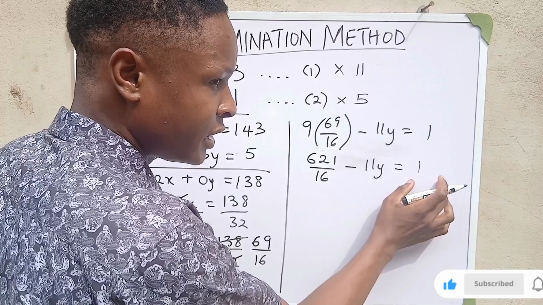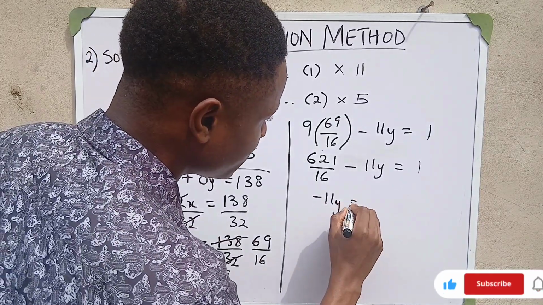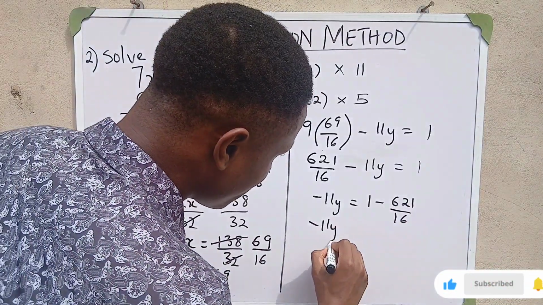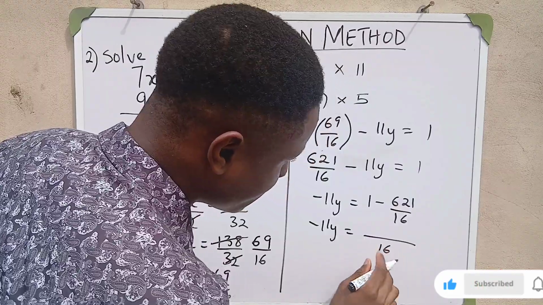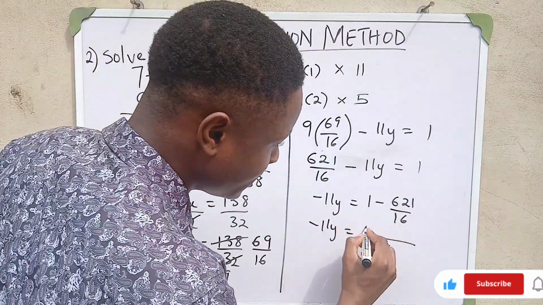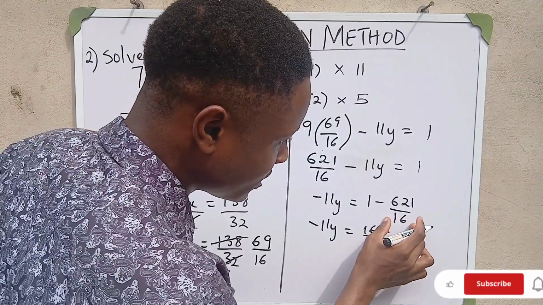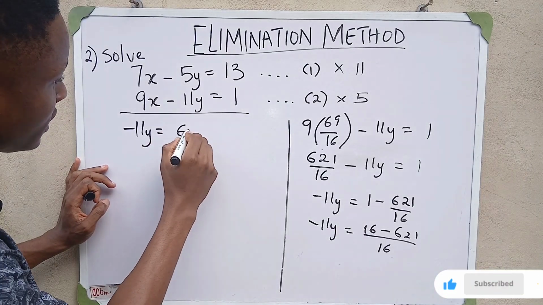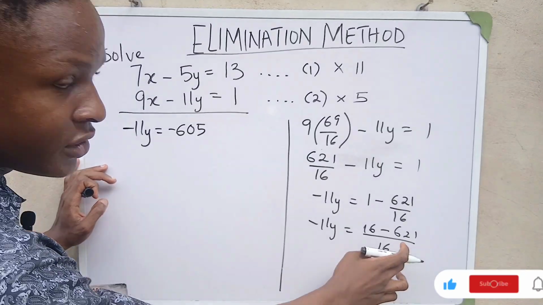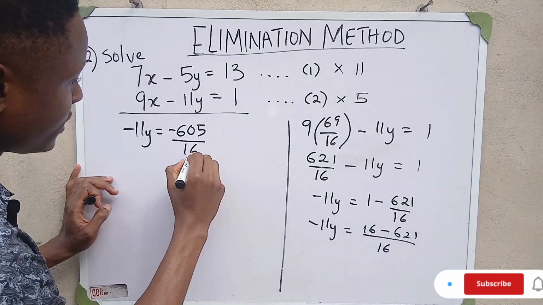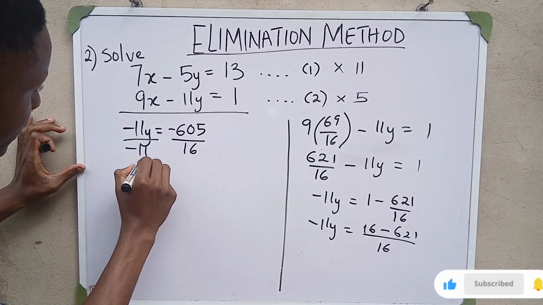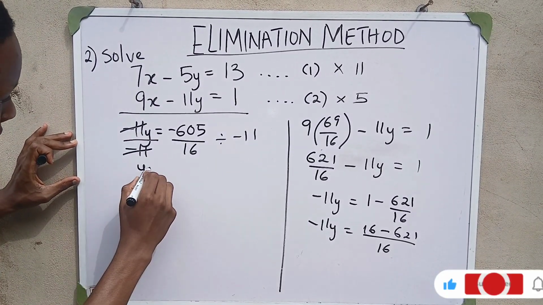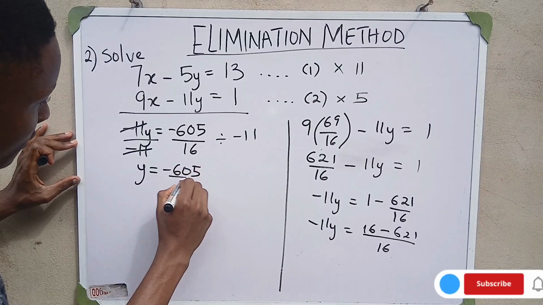Taking 621 over 16 to the right hand side, we have minus 11y is equal to 1 minus 621 over 16. So minus 11y is equal to, LCM is 16, 16 into 1 is 16, minus 16 divides 16 is 1, 1 times this is 621. Minus 11y is equal to 16 minus 621, which is minus 605 over 16. So we can divide both sides by minus 11, and this will cancel this.